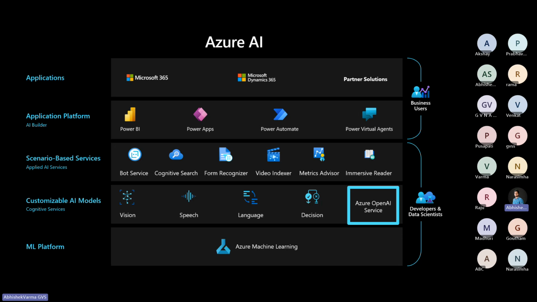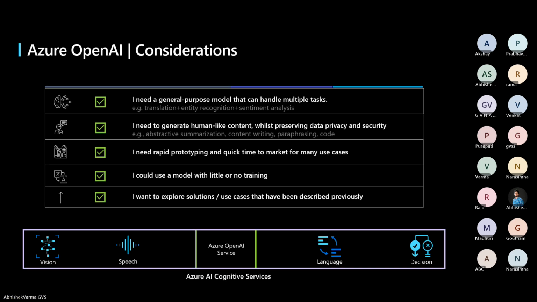Using a simple Azure Machine Learning instance, you can use all these services like vision, speech, language, decision, and Azure OpenAI services if you add on bot service, cognitive search, form recognizer, video indexer, metrics advisor, immersive reader, Power Virtual Agents, Power Automate, Power Apps, Power BI, Microsoft 365, Microsoft Dynamics 365, and partner solutions, etc. based on the use case you have. For example, I need a general purpose model that can handle multiple tasks, etc.